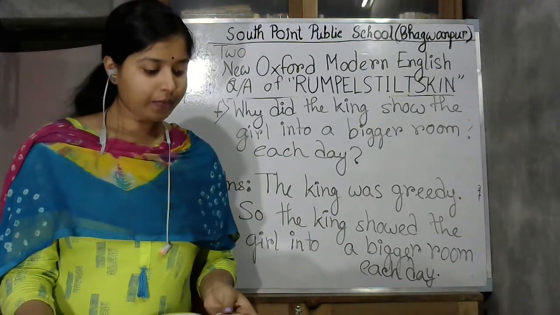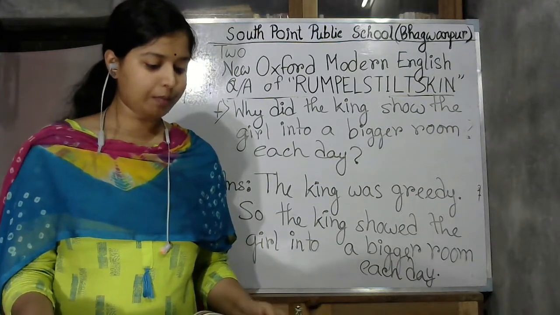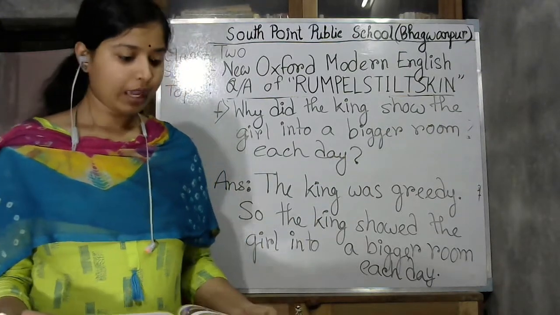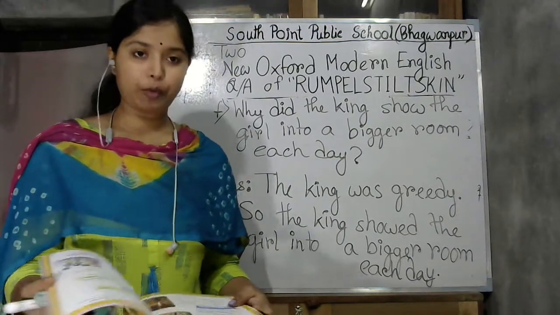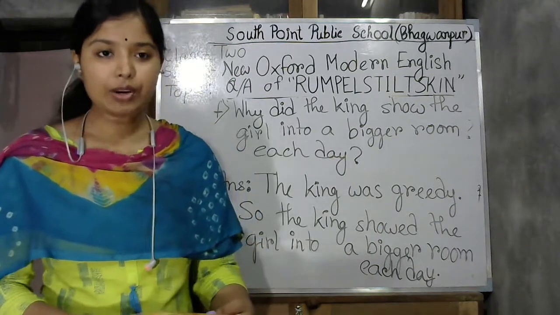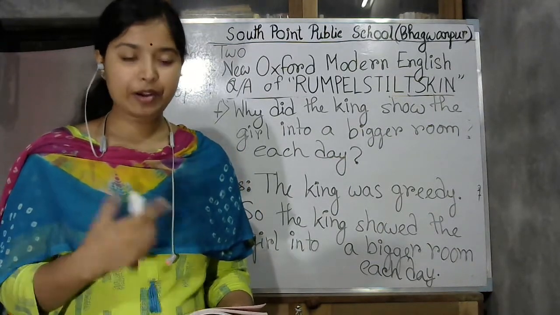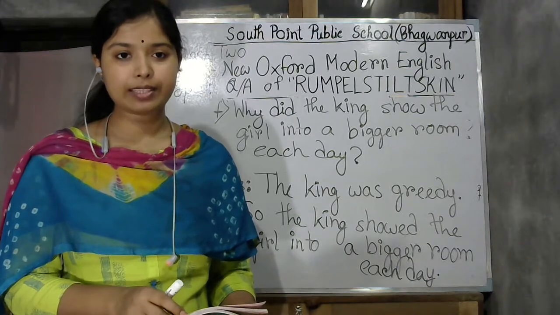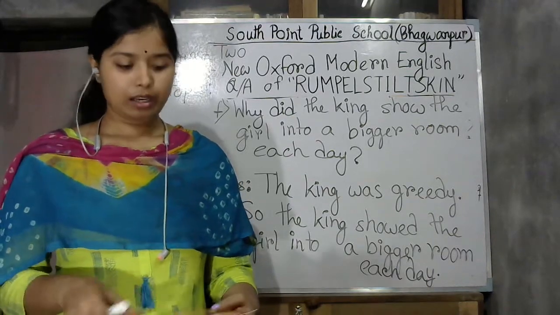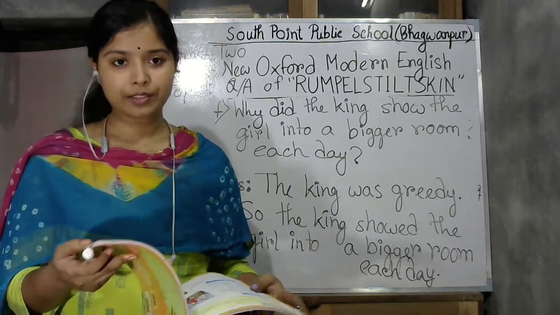So these were five or six questions from this chapter, Rumpelstiltskin. I have written the answers on the board. I hope you have written them down in your copy. And now it's your turn to read these answers properly and memorize them. Then you will be able to answer the questions when you are asked.